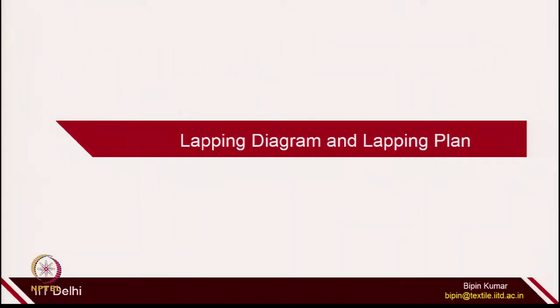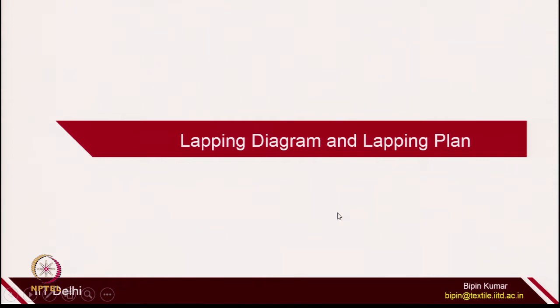Those diagrams and numbers are represented by the lapping diagram and lapping plan. For describing any fabric structure, the lapping diagram indicates how the guide bar is switching from one needle to another needle, and the lapping plan gives the magnitude, in terms of numbers, of how far the guide bar is switching. So if you can follow these two, then you can express any complicated structure related to warp knitting. Let me show you some examples.